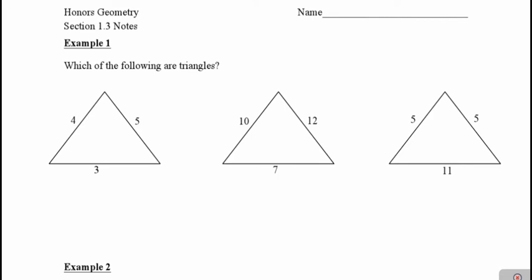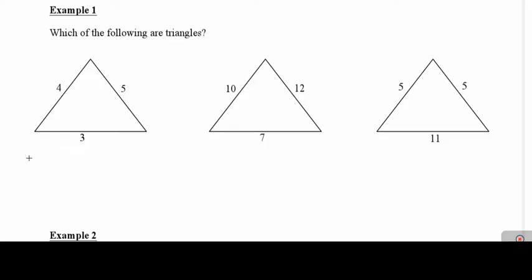In this first example, we are trying to determine whether or not each of the following are triangles based on the given side lengths. Using the triangle inequality theorem, we must determine whether the sum of any two sides is always going to be greater than the third side.